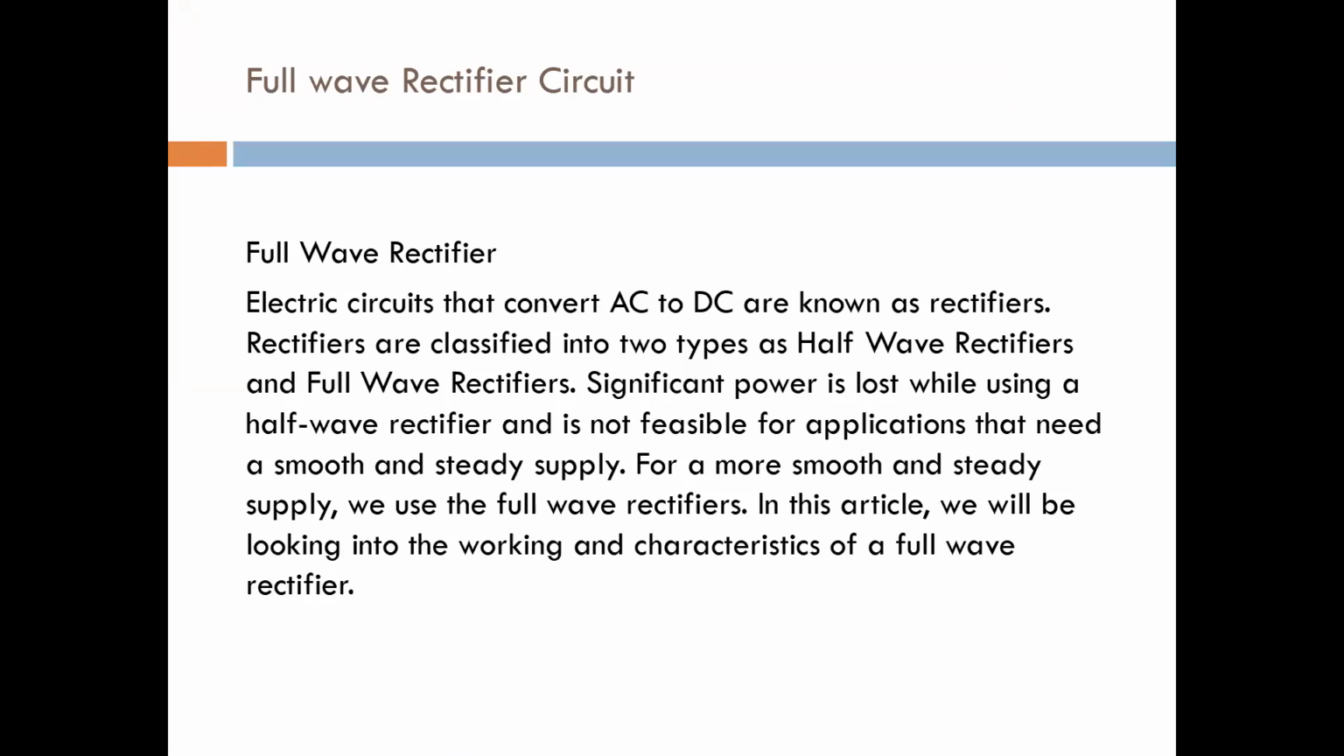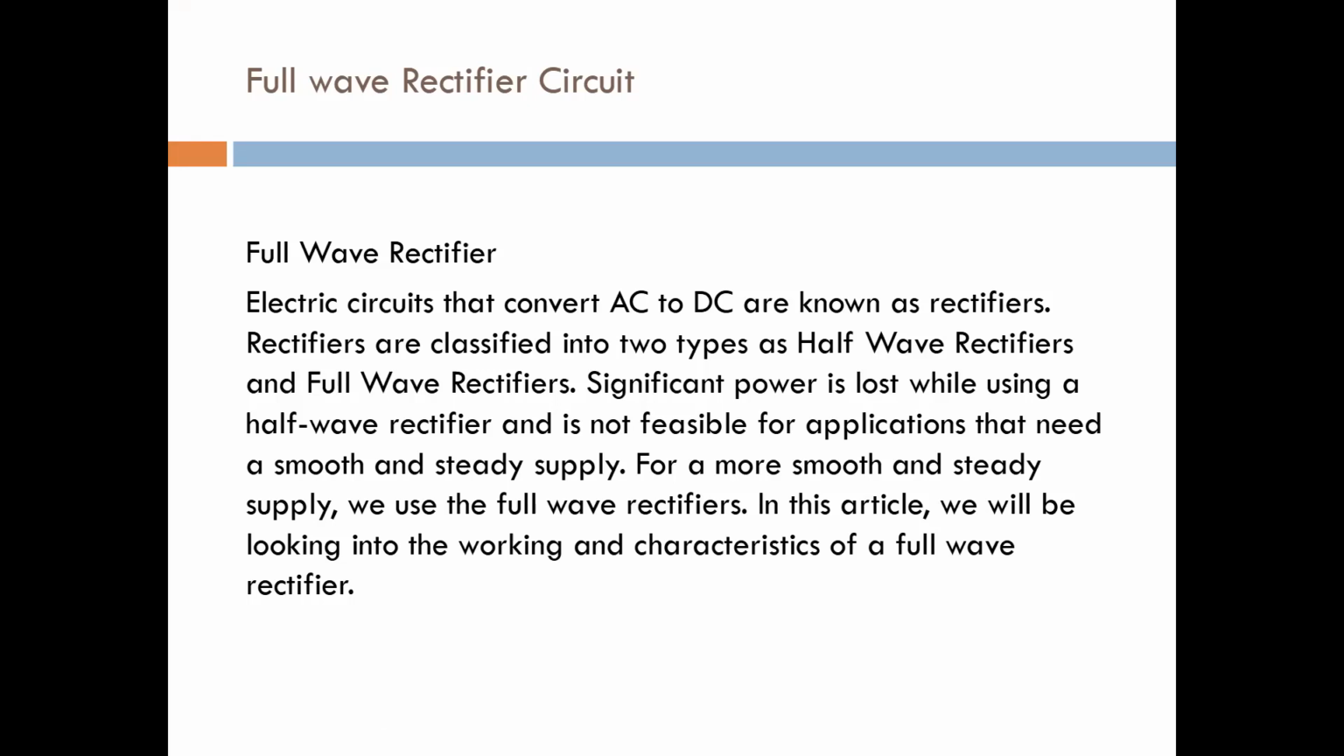And the half wave rectifier circuit is not feasible for applications that need a smooth and steady supply. What I told you in the last lecture is that we use the filter circuit. Why? To get a smooth DC supply, converting the distorted DC supply to a fully smooth DC supply. So these are the advantages of the full wave rectifier circuit.